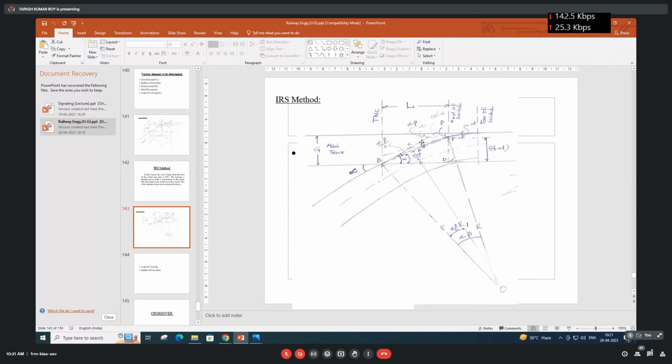This angle is equal to alpha minus beta. When this angle is equal to alpha minus beta, then this angle is equal to alpha minus beta by 2. When it is alpha minus beta by 2, then this is equal to alpha. So obviously this is equal to alpha plus beta by 2. Is it clear to you or not?